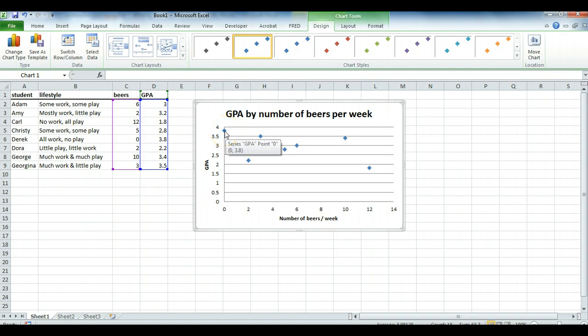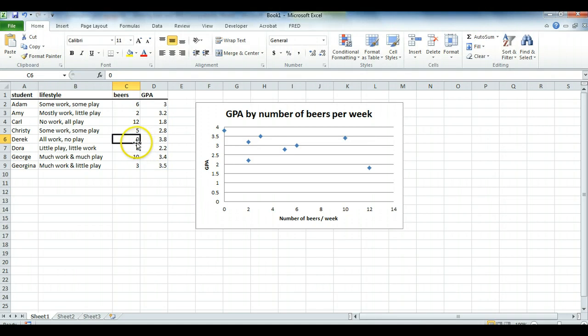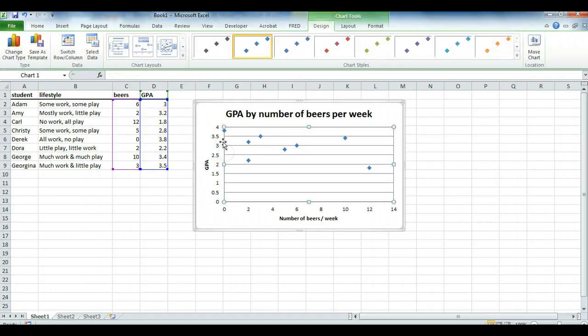So for example, this diamond here represents someone who drinks not at all. There's only one person who doesn't drink at all, and that's Derek. Here is 0, and he's a 3.8 GPA. So this diamond right there represents Derek. Okay. And if we go down the line, at the other end, this diamond here, the person who drinks 12 and has a GPA just below 2, that represents Carl. Okay.